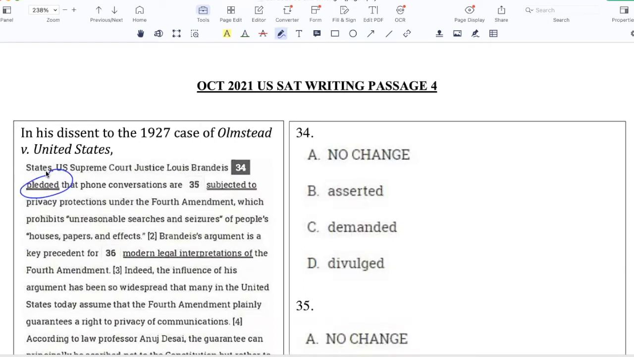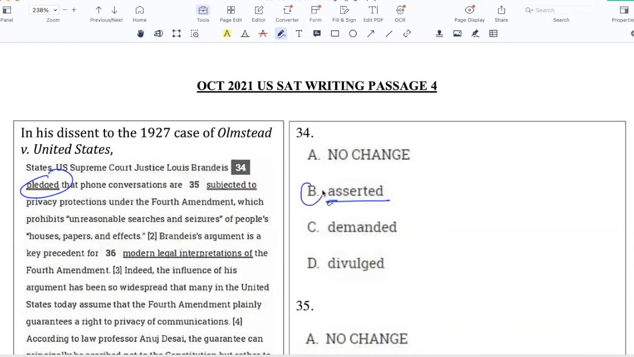Now, this was a statement that was made by the judge. So in the context of that, the best answer would be assert. To assert is to make an assertion, to make a statement. So the justice said that phone conversations are subject to privacy protections under the Fourth Amendment.